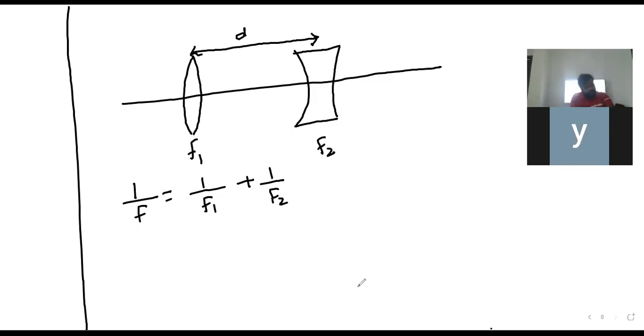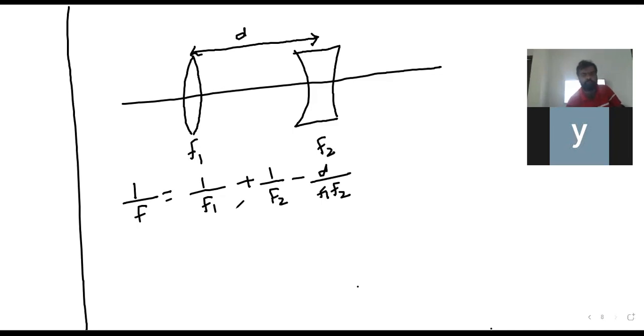D is the distance between the lenses, that is, from the optical center of the first lens to the optical center of the second lens. That is, 1 by f1 plus 1 by f2 minus d by f1 f2.